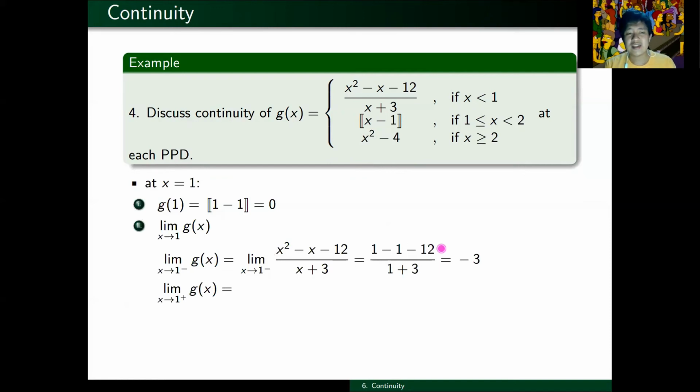Next, limit as x approaches 1 from the right. To get that limit, I will use this function instead. Kasi po, iyan yung function defined sa kanan ni 1. Okay?